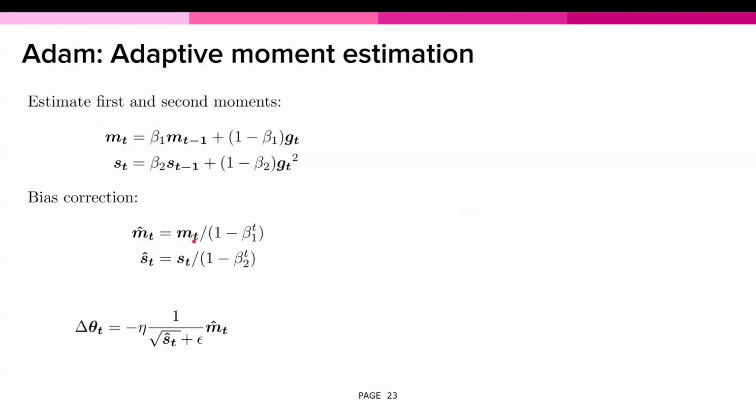And so then Adam computes the parameter update delta theta T by scaling the bias corrected momentum term by the square root of the bias corrected second moment plus a small epsilon. And so this scaling, similar to RMSProp, helps prevent the issues when the gradients have high variance to enable smoother and more efficient convergence.